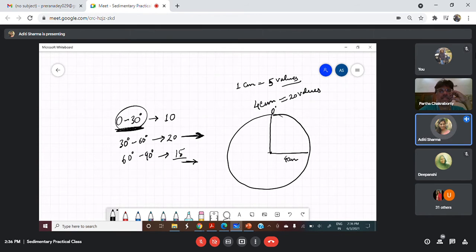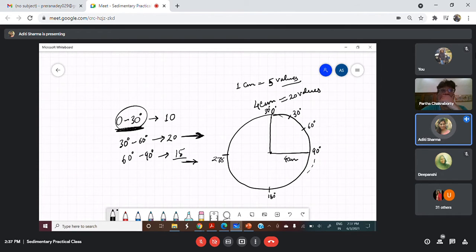You will have 0 degree here, then 30 degree, then 60 degree, and then 90 degree, and so on. You will go like this: this will be your 180 degree, and then this will be your 270 degree, and again you will get 360 degree here. Okay, so I have this radius.